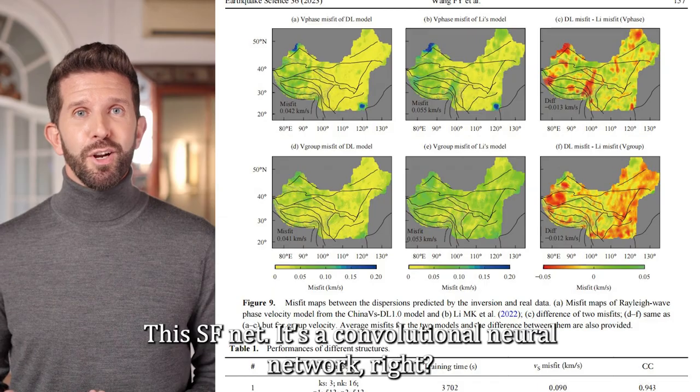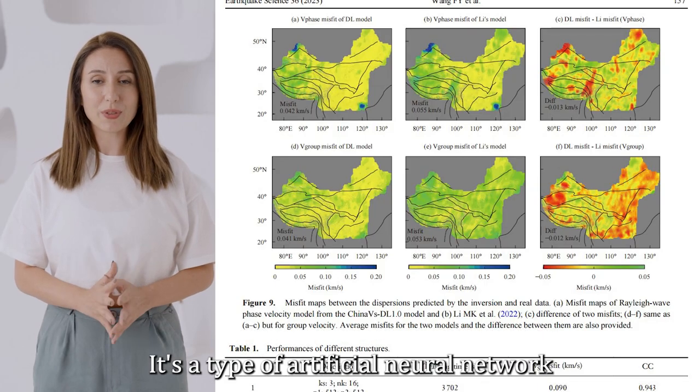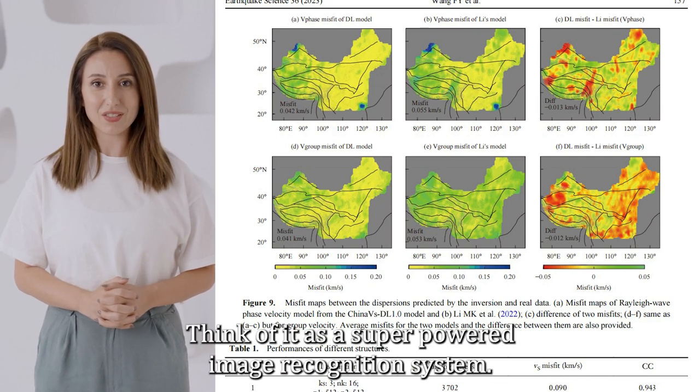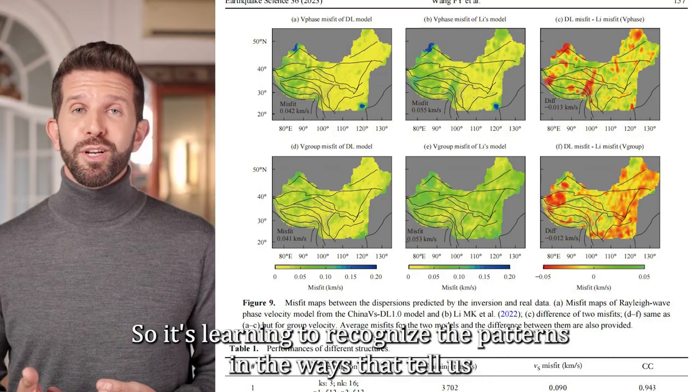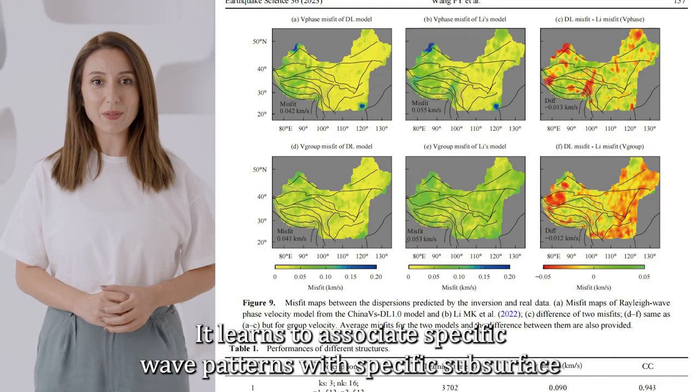This SfNet, it's a convolutional neural network, right? What's that all about? It's a type of artificial neural network that's really good at identifying patterns in data. Think of it as a superpowered image recognition system, but for seismic waves. So it's learning to recognize the patterns in the waves that tell us about the Earth's structure. Exactly. It learns to associate specific wave patterns with specific subsurface structures.